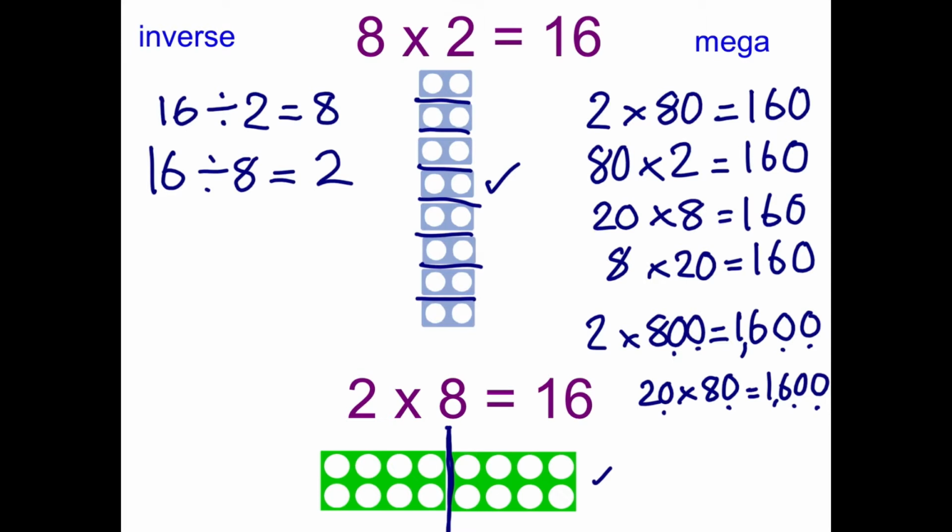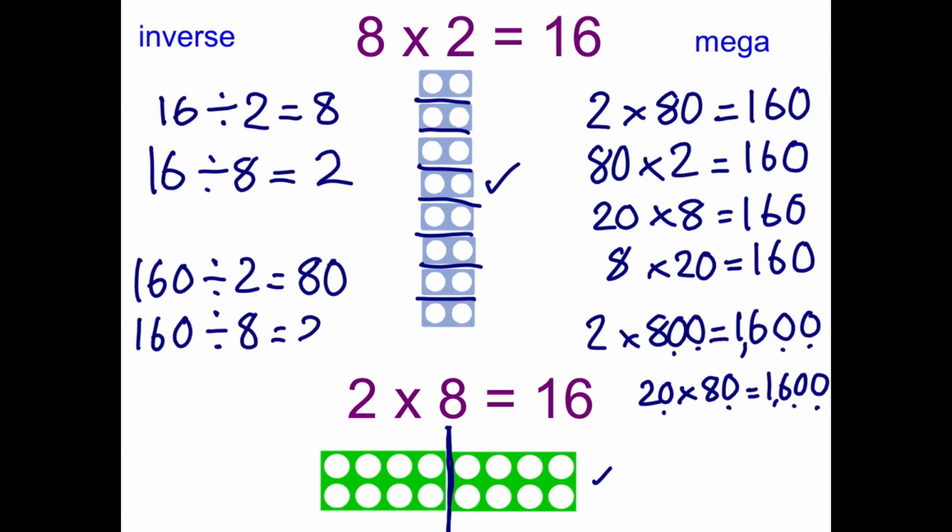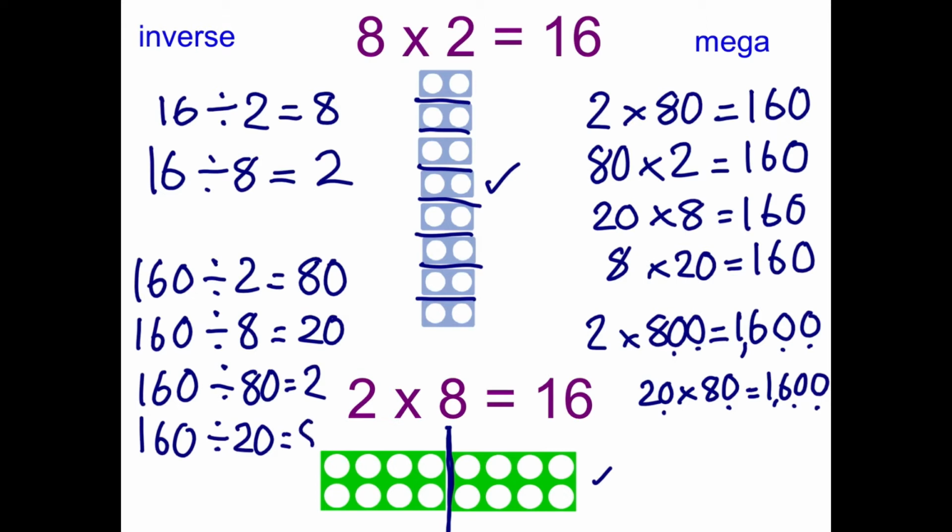Let's go back to our 160, and if we chopped it in half, we'd have an 80 and an 80. If we chopped it into 8 bits, we'd have 8 20s. How else can we chop it? Which one have I missed out? We could chop it into 80s, and there would be 2 of them. Or we could chop it into 20s, and there would be 8 of them.